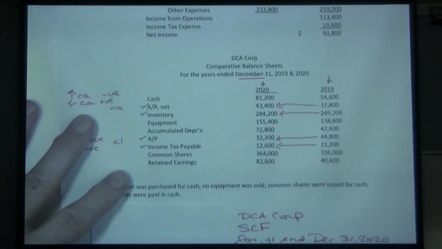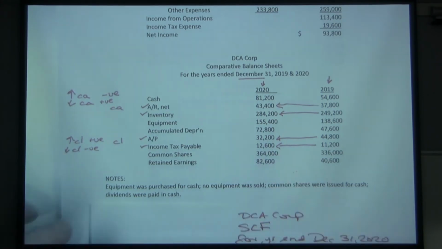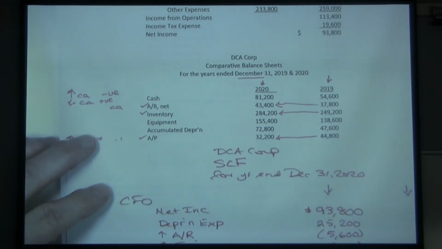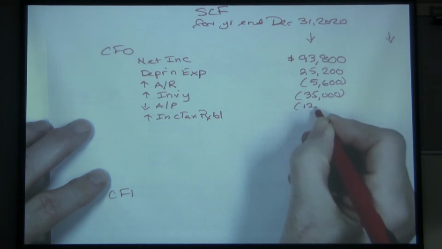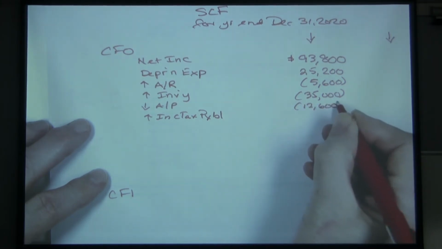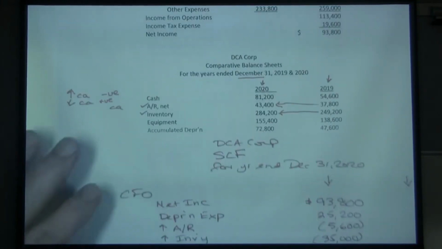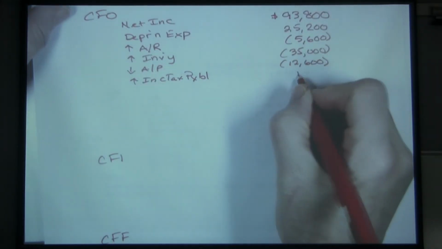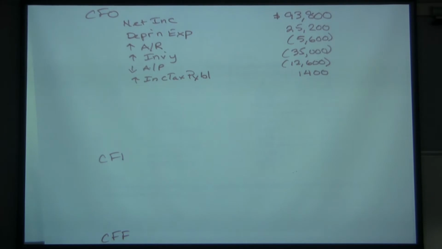We have a decrease in accounts payable and an increase in income tax payable. So the difference in these two amounts for accounts payable, $12,600. So that is a cash outflow, $12,600. And our income tax payable went up by $1,400. That is a cash inflow of $1,400. Okay, we have all of our amounts.